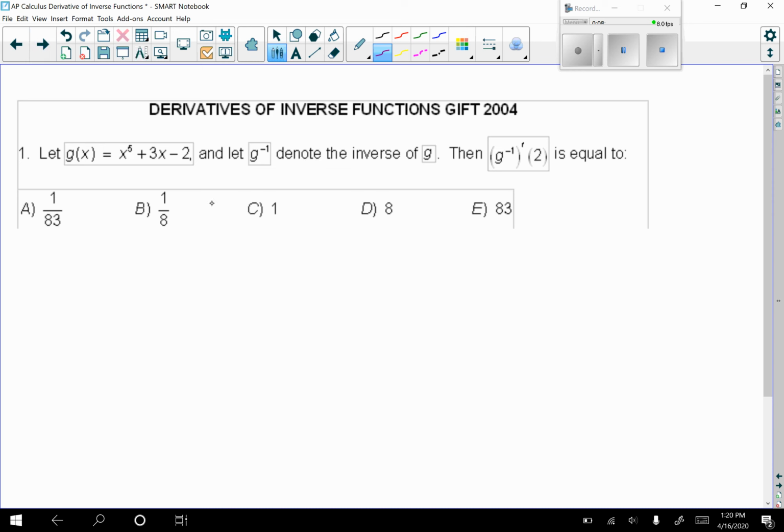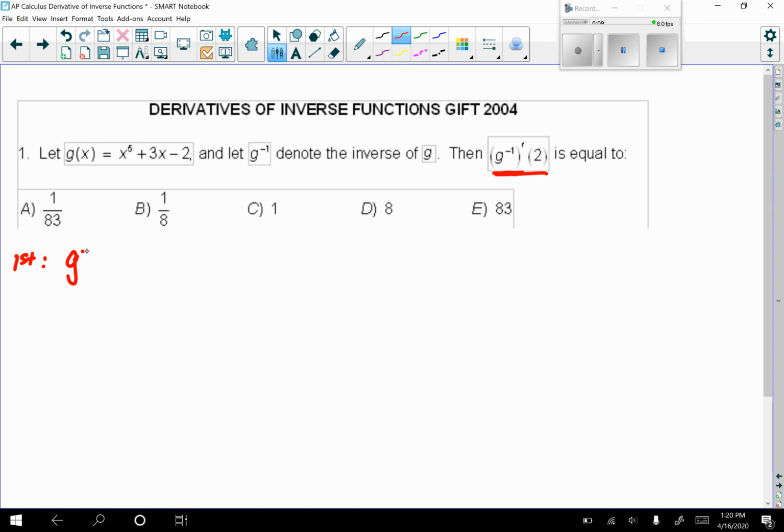Again, this notation here, g to the negative first, is going to denote the inverse of g. Then the derivative, so I'm looking right here, the derivative of the inverse of g of 2 is equal to what? So our first step is to just write out the formula, but here we're going to use g of x instead of f of x.